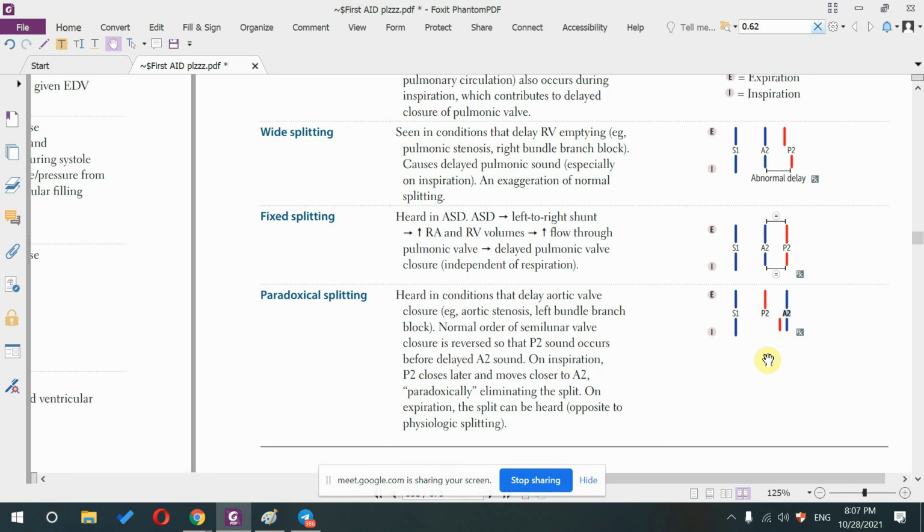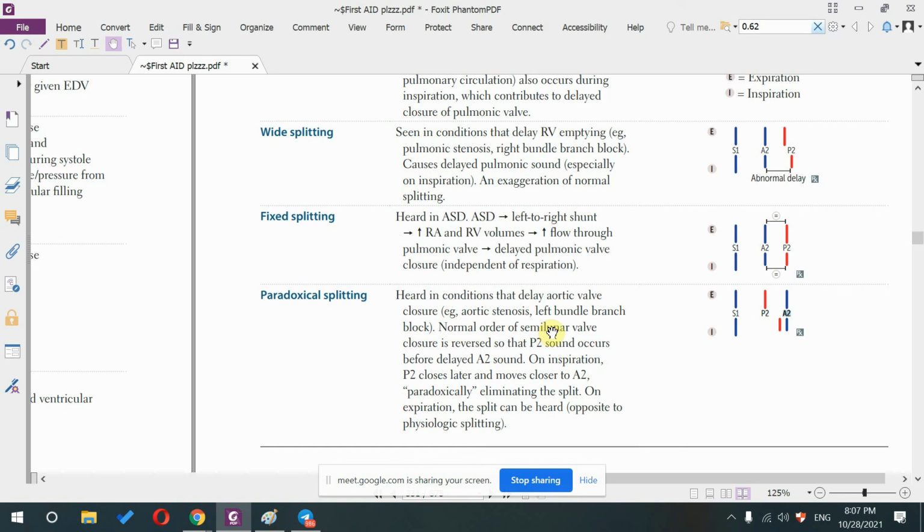So if you expire, what happens? The sound becomes normal. It becomes back to normal. Why? Because when you inspire, your pulmonic closure becomes delayed, which is like physiological splitting. So when it becomes delayed, it becomes closer to the A2, and when it becomes closer to the A2, that's it. It just becomes like a normal S1, S2.